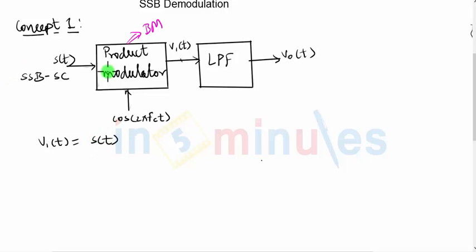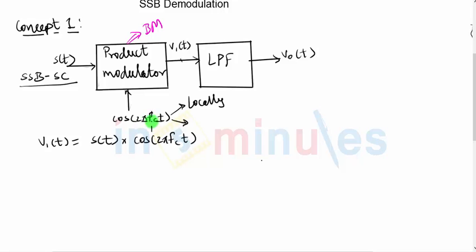The first input is the received SSB-SC signal, S of t. It is multiplied by the carrier signal cos 2 pi fct. It is the carrier signal that was used on the transmitter side. The same carrier signal we require on the receiver side also. There are two ways in which you can generate this carrier signal. You can either generate it locally using local oscillator, in which case it may not be exactly same as the carrier signal used on the transmitter side.